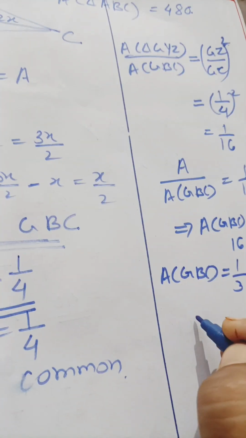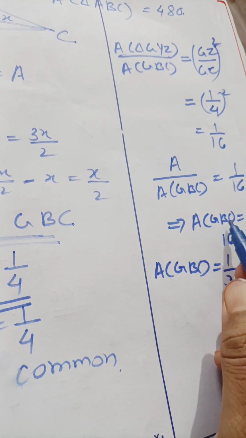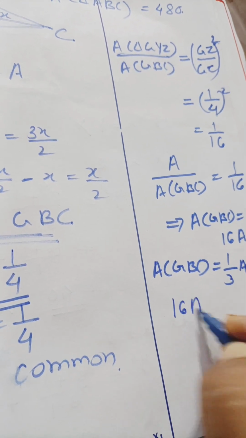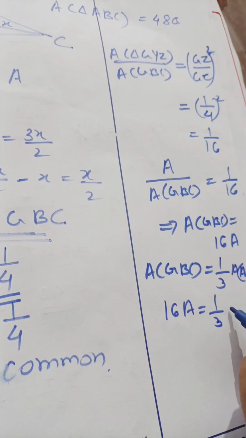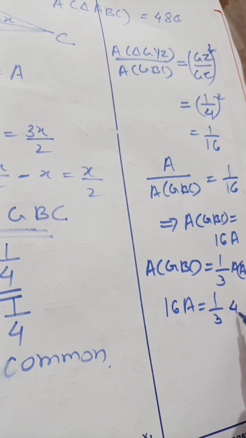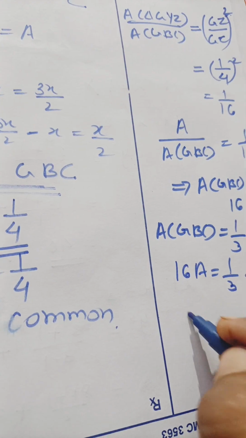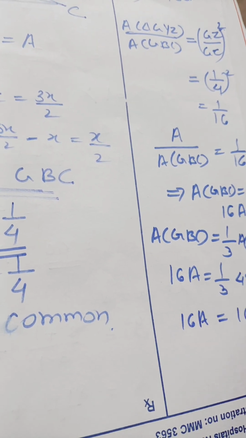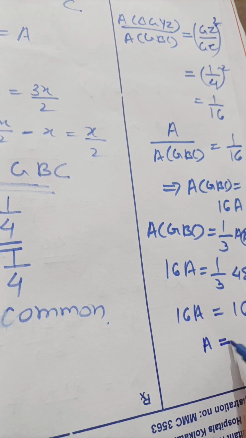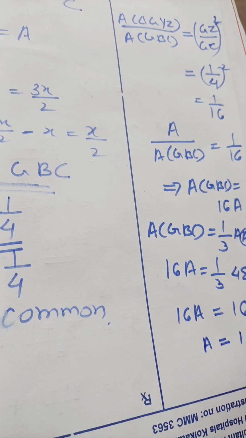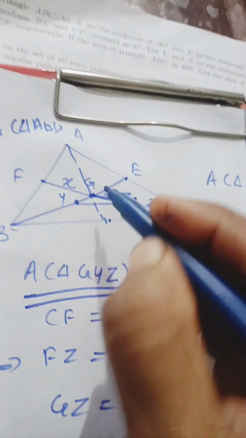Here we have found the area of GBC is 16A, which equals 1/3 of ABC, and ABC is given as 480. That is, 16A equals 160, and hence A equals 10. And what is A? A we have considered as the area of this small triangle GYZ, which is our question. Okay, understood?